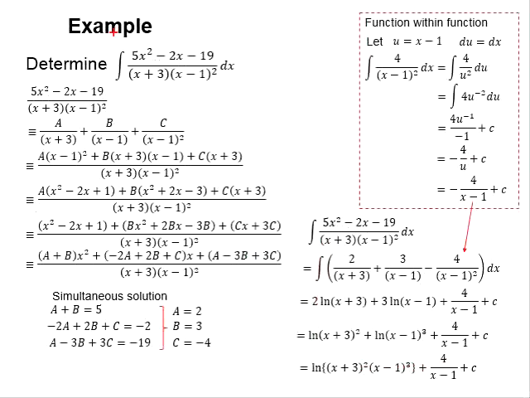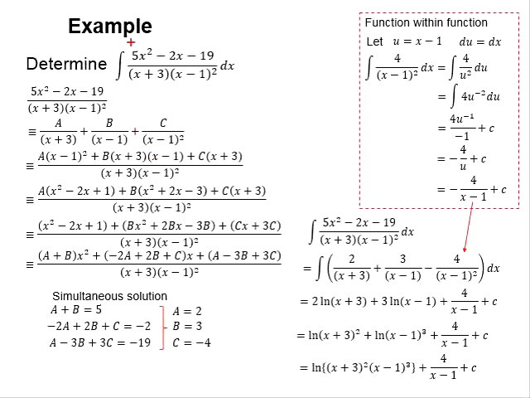Let us try this example. This one consists of 3 factors in fact. That means you have to expand it into 3 partial fractions. This is the first factor, x minus 1 to the power of 1, and x minus 1 to the power of 2.